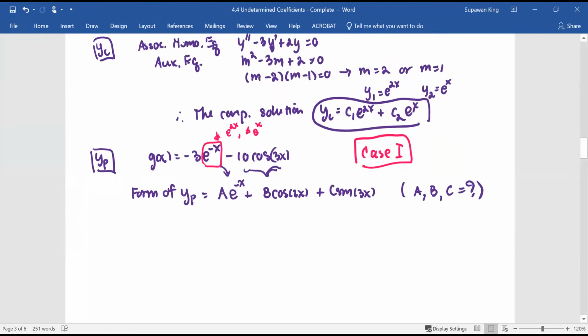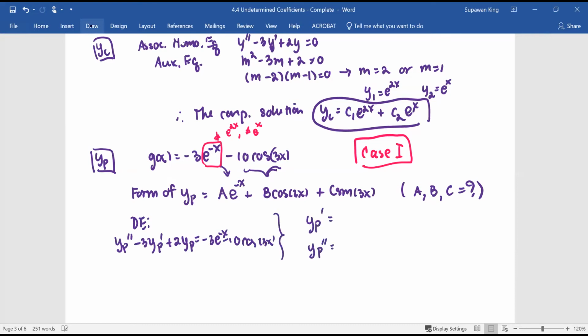Since yp is the solution, it must satisfy the same non-homogeneous differential equation, which is yp double prime minus 3 yp prime plus 2 yp equals negative 3 e to the negative x minus 10 times cosine of 3x. Then we're going to need yp prime and yp double prime.